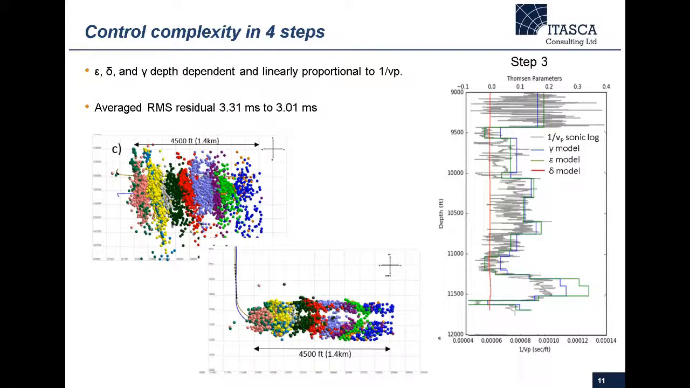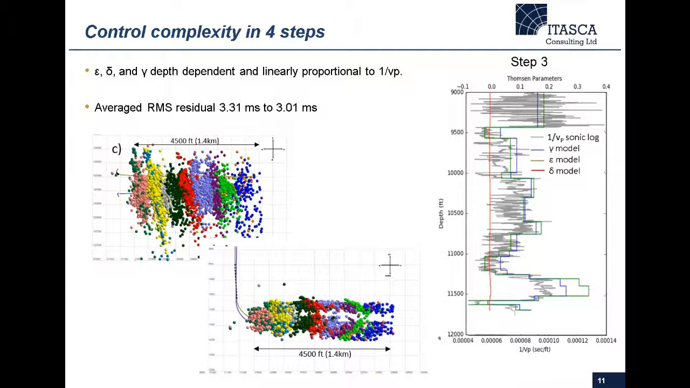is to add the depth-dependent Thomsen parameters, and we use 1 over Vp as the auxiliary log, assuming that a higher Vp corresponds to a lower anisotropy. If you have other measurements, like shear wave splitting analysis for different layers, you can actually use that information. It's more accurate than using 1 over Vp or even using gamma logs. And then what we can see is this very thin layer artifact is gone.